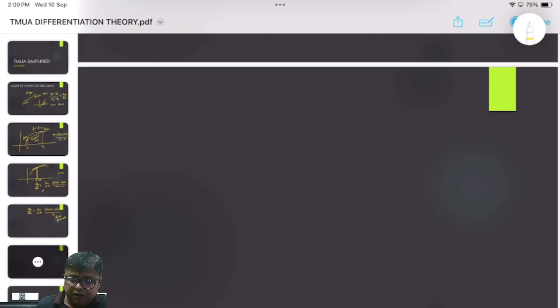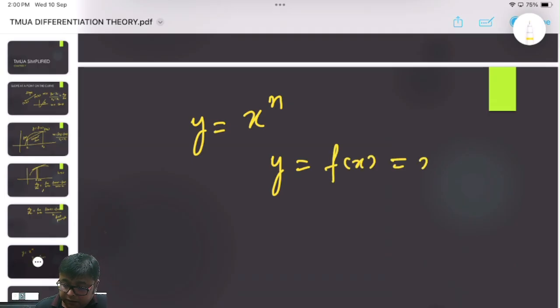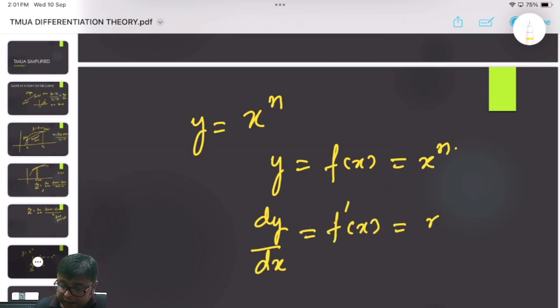Now, suppose we have y is equal to x to the power n, or y is equal to f(x) is equal to x to the power n. So dy by dx, that means the derivative of this, or we also say f dash x, is nothing but n x to the power n minus 1. And mind you, this is what we derive by using the first principle. We can, but again, derivation is not required. So, what we have to understand is the derivative of x to the power n is n x to the power n minus 1, right?